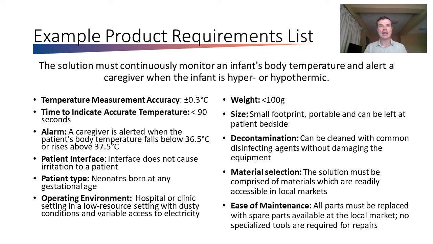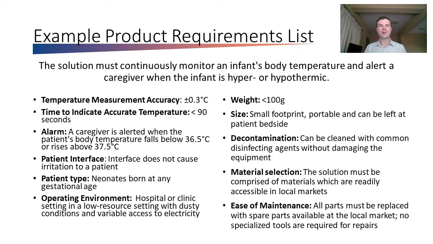Let's take a look at size, for example. The requirement, as it is stated, says that the solution must have a small footprint, should be portable, and can be left at a patient bedside. Without actually going to the patient bedside, you won't know how much space you have to work with. So in order to get a more specific definition of this product requirement, you'll have to go to the patient bedside, take a measurement of how much space is available, and then you can derive your specific, measurable and quantitative product requirement after conducting that type of study.